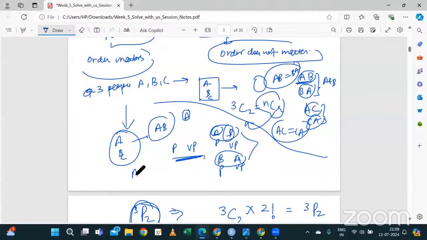Suppose A is president and B is vice president, and B is president and A is vice president. Both are different, right? Both are not the same here. In this case, you will go for permutation. You will simply use 3P2. Clear? Yeah, understood. Thank you, sir.